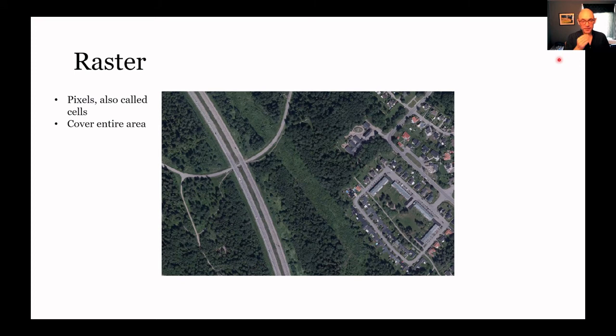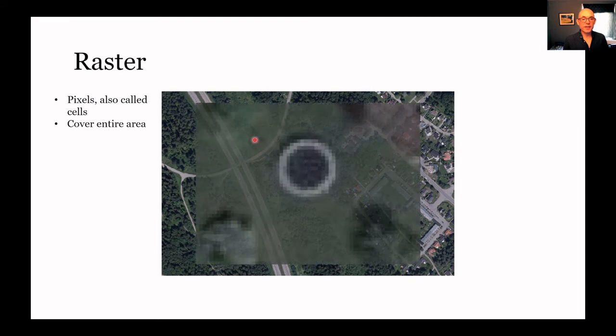So let's look at this. This is a raster. If that wasn't particularly clear, we have a picture. This is just a picture, and it covers this entire area, and in every single place there is a pixel.